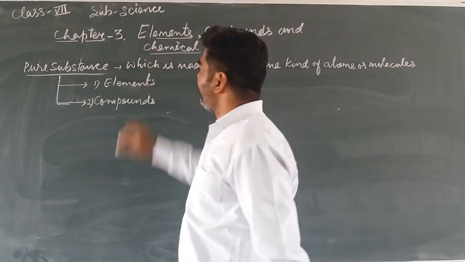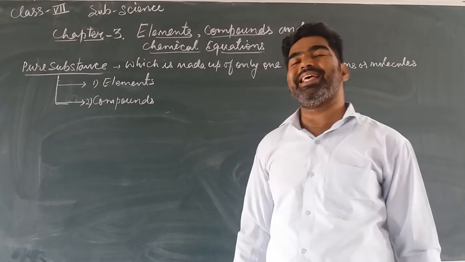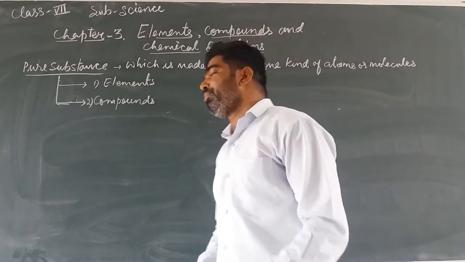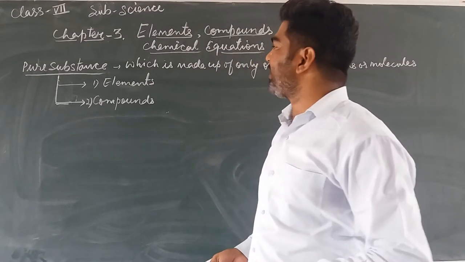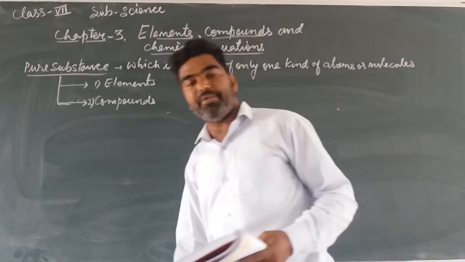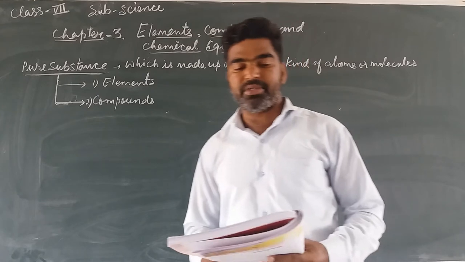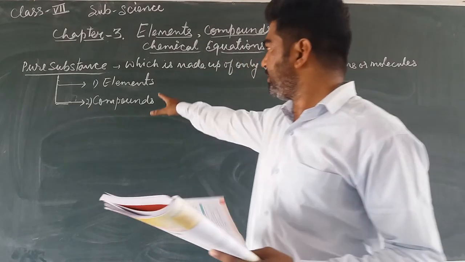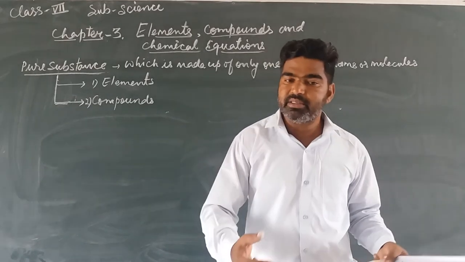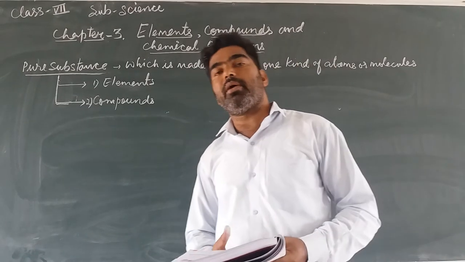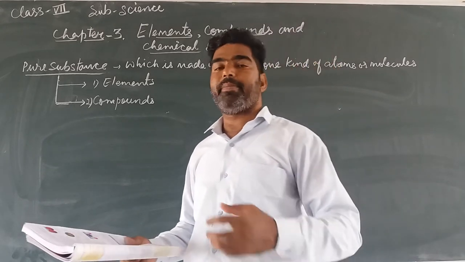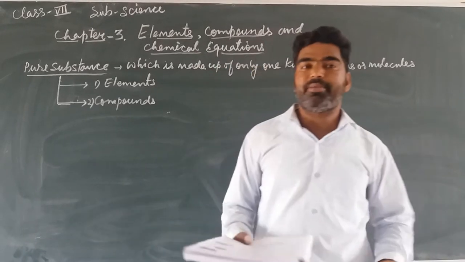So pure substance, already discussed, is made up of only the same kind of atoms or molecules. This pure substance can be classified into two different forms, elemental form or compound form. First we discuss the elements: what are the elements, how many elements are found on the earth, how many occur naturally, and how many are man-made or synthesized in the laboratory by the scientists.